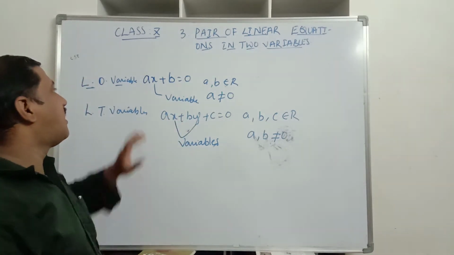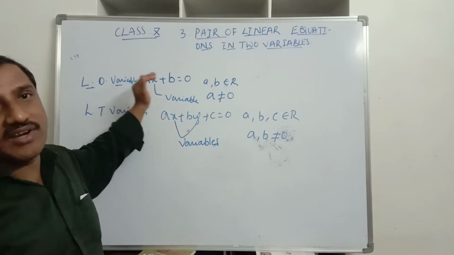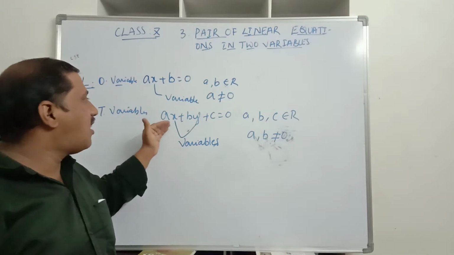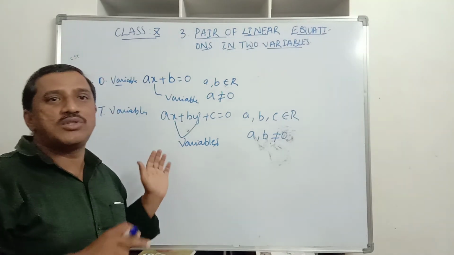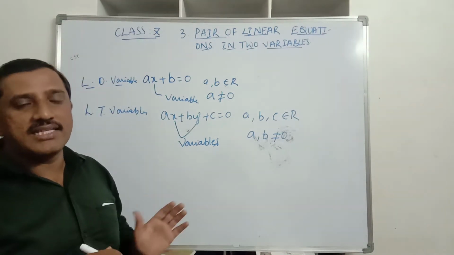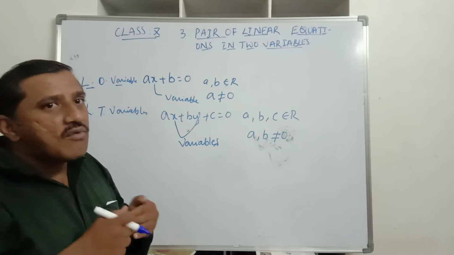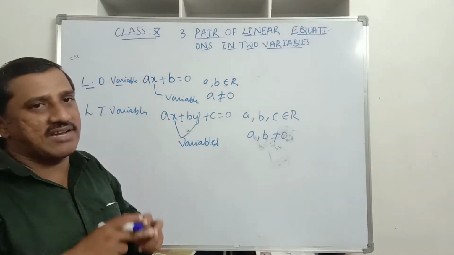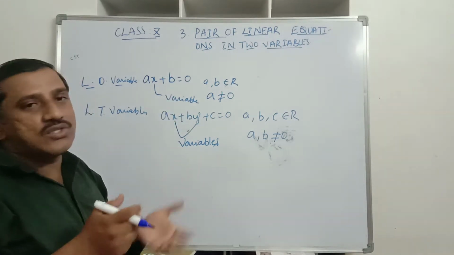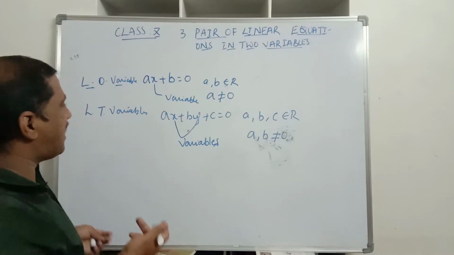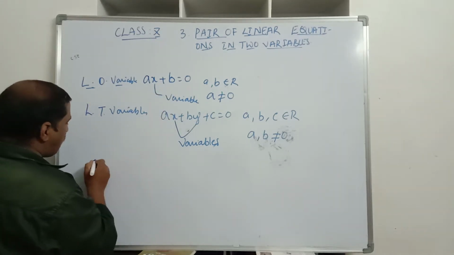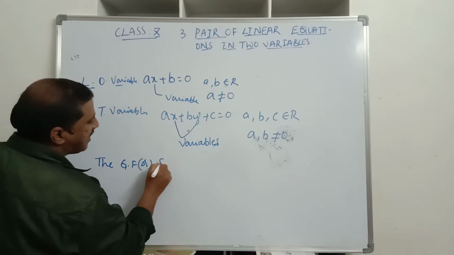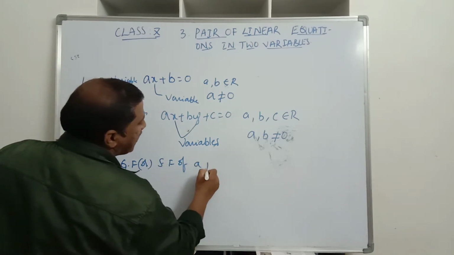We studied in class 8th how to find solutions of a linear equation in one variable, and in class 9th we studied how to find solutions of a linear equation in two variables, both by the graphical method as well as the algebraic method. Now in this class we are going to discuss a pair of linear equations. It means two linear equations in two variables together. That is the general form, GF or standard form, SF, of a pair of linear equations.